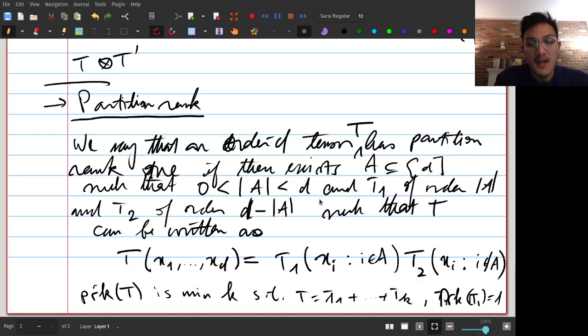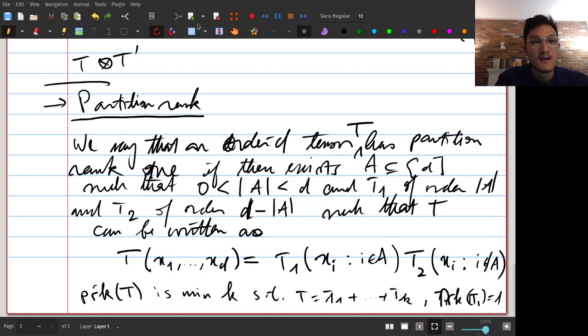Okay, so what does this mean? For small order, for order 2, it's actually the same, right? Because of this condition on A, A has to have size 1. So you pick one of the variables, and then T2 has to be the other variable. So a partition rank 1 order 2 tensor is the same as a rank 1 order 2 tensor. For 3, it's not as simple, but this is where the slice rank comes in. Either T1 or T2 has to be one of the variables, and the other one has to be the other two.